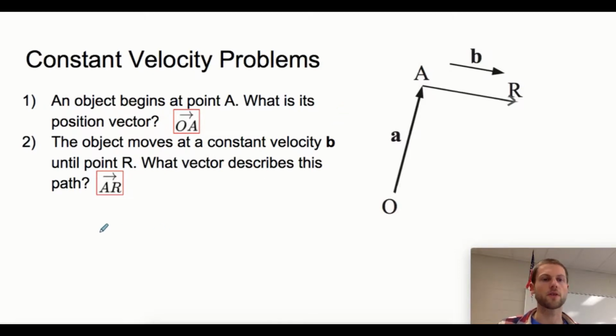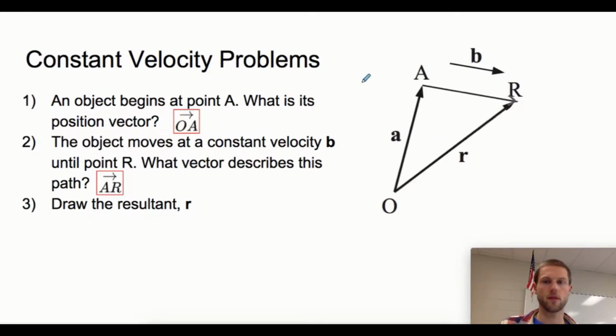I get this right here. This is AR. Here's my next question. What is the resultant vector? If I move in this OA path and then AR path, draw in the resultant R. It should look something like this. I'm going from O to R, and that's equal to the sum of this vector plus this vector.